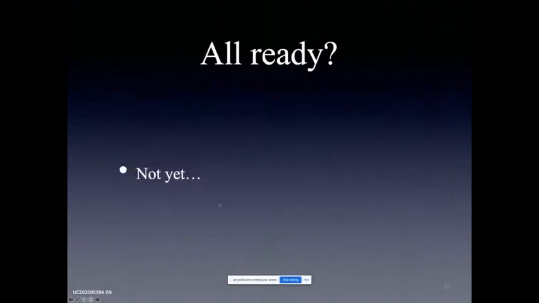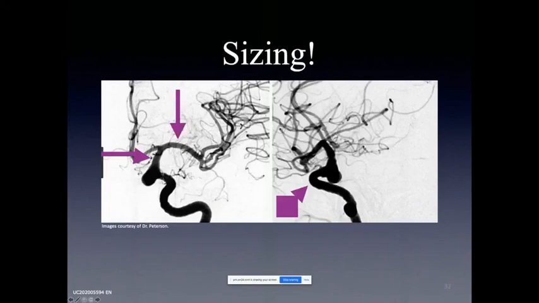All right, am I all ready to go? Not yet. Sizing, right? So you've got your view here finally. You're all ready to go. The sizing you want to pick is really this and this, right? And the most important part there is just to make sure that your proximal sizing is accurate, right? The stent only comes in one size, and this size is different than this size. So which one do you size it to? You always size it to the proximal one.